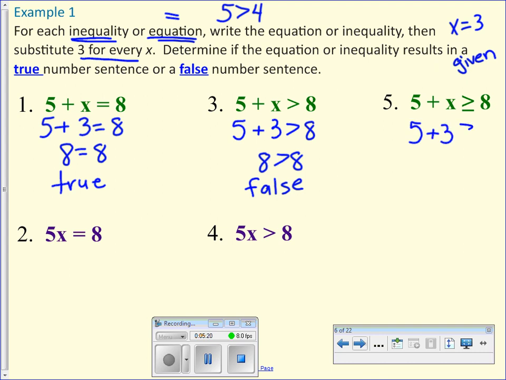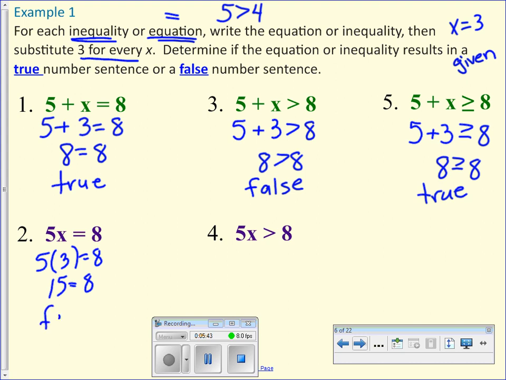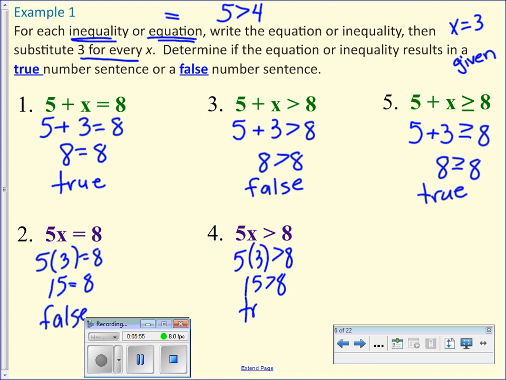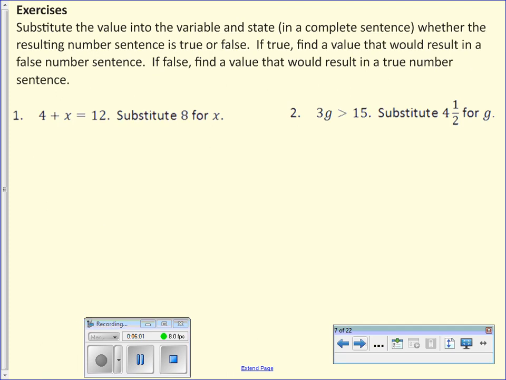So 5 plus 3 greater than or equal to 8. Is 8 greater than or equal to 8? Yeah. So now this is a true inequality. So this is 5 times 3 equals 8. 15. Does 15 equal 8? Nope, that's false. So let's change our symbol. Is 15 greater than 8? Yeah. Now that's true.